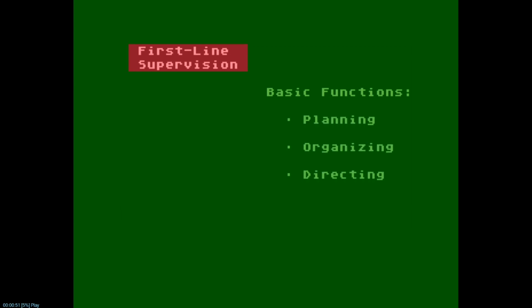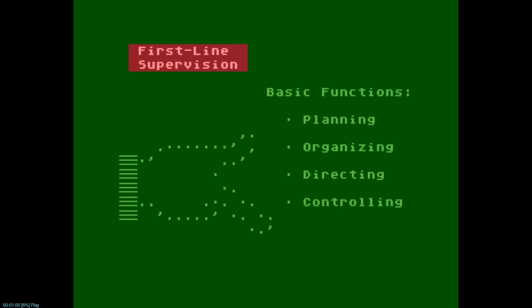The purpose of this course is to introduce you to the basic practices and functions of the first-line supervisor. The basic functions of a supervisor consist of planning, organizing, directing, and controlling the activities of personnel. The way a supervisor handles these responsibilities will vary to some extent depending on the individual involved, but the basic responsibilities are the same.